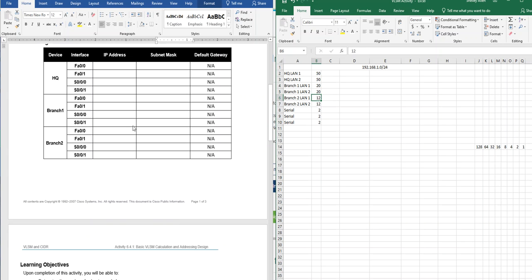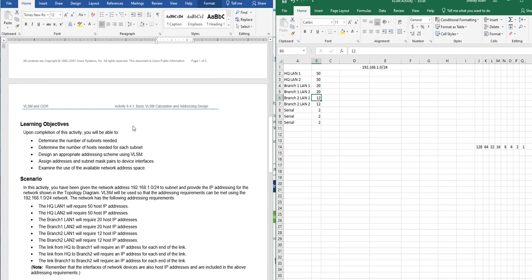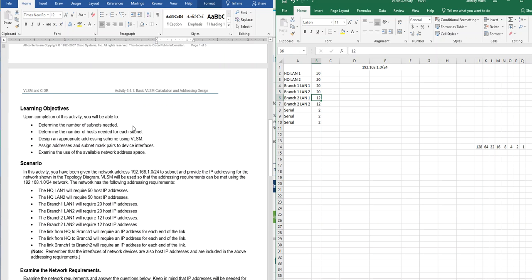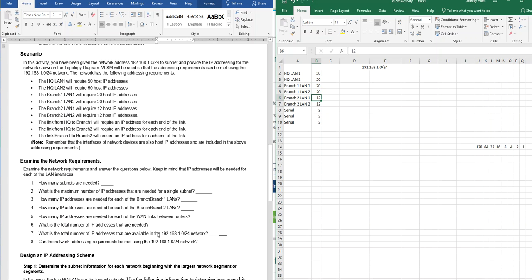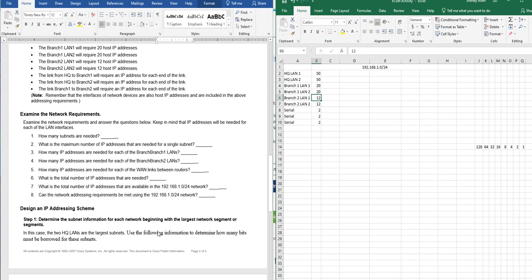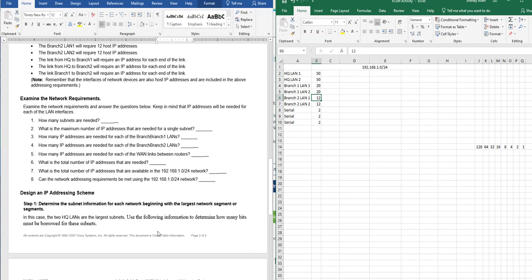Let's look at our directions and see what they say, because this is similar to what you would have to do for some of your lab assignments. In this scenario, they tell you how many hosts, which is just what we looked at. The first thing you would do is examine the network requirements. You would need to figure out, how many subnets do I need? What is the maximum number of IP addresses for each subnet? This is what we have written in the chart here. And determine how many addresses are needed for each of the LANs between the routers. They also ask you questions like the total number of addresses that you would actually have.